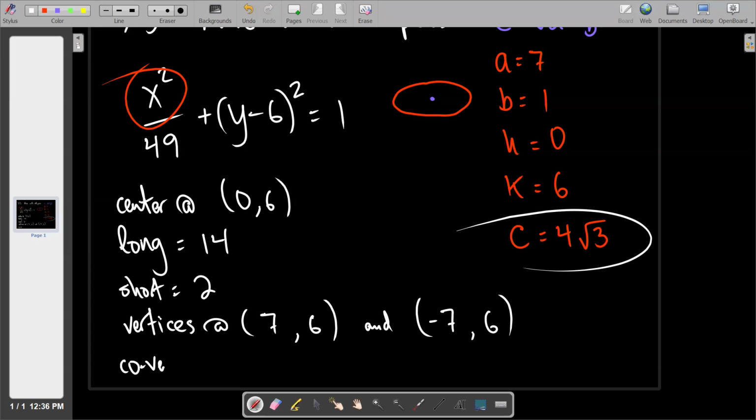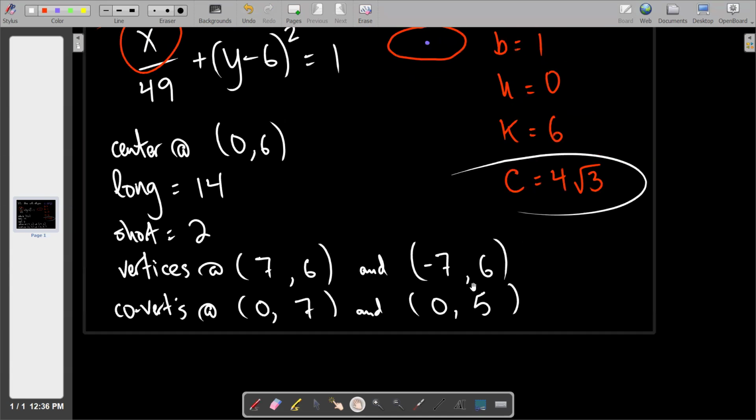With the co-vertices, since it's a long ellipse, the short vertices are going to be y changing. So this time, when I make my points, it's my x that's not going to change. So the 0 is going to stay consistent this time. How far up and down do we go? 7 and 5, right? We're going up 1 or down 1. That's that b value. So we're going to go up to 7 or down.